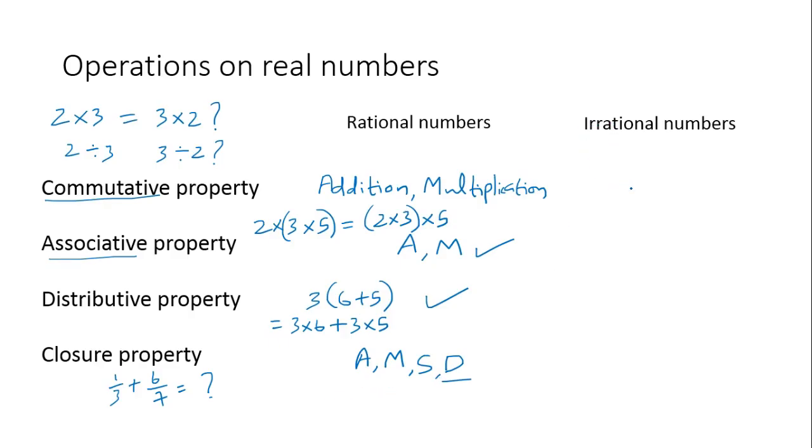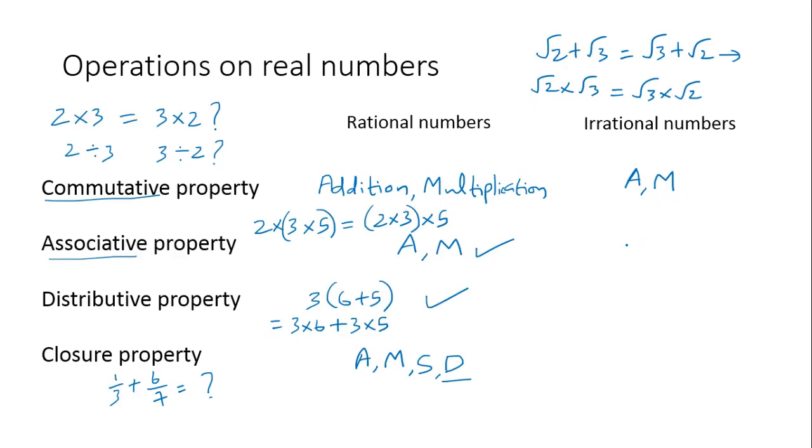Now when you come to irrational numbers, if you just take a few examples and check for yourself, you can find that commutative property is true for addition and multiplication for irrational numbers also. So for example, root 2 plus root 3 is the same as root 3 plus root 2. And you can also write for multiplication, if you use the same example, root 2 into root 3 is the same as root 3 into root 2. So that's commutative property for multiplication. So you can see that commutative property is true for addition and multiplication even for irrational numbers.